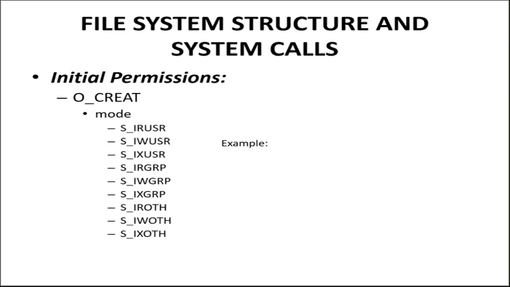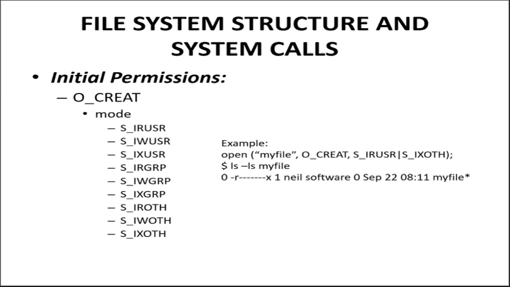So now I will show you a simple example where I am showing the open system call. In this open system call, I am specifying the file myfile. If the file is available, then it is not necessary to create it with the help of O_CREAT. If the file is not available, then O_CREAT will create the file by specifying read permission for user and execute permission for others. So when I execute the ls command, I will get the output like this, where the owner is assigned read permission and the others is represented with execute permission.